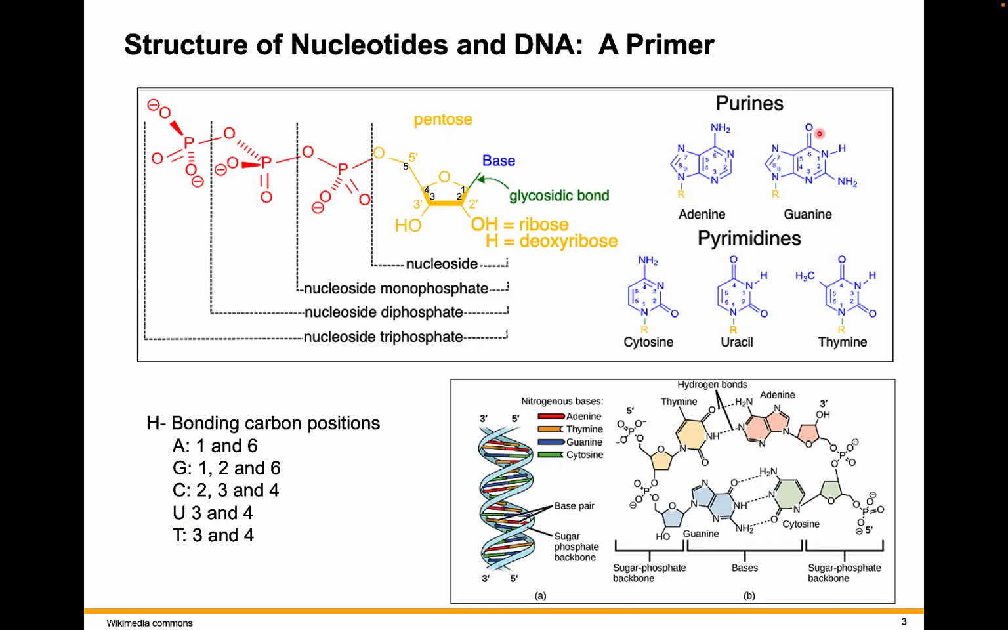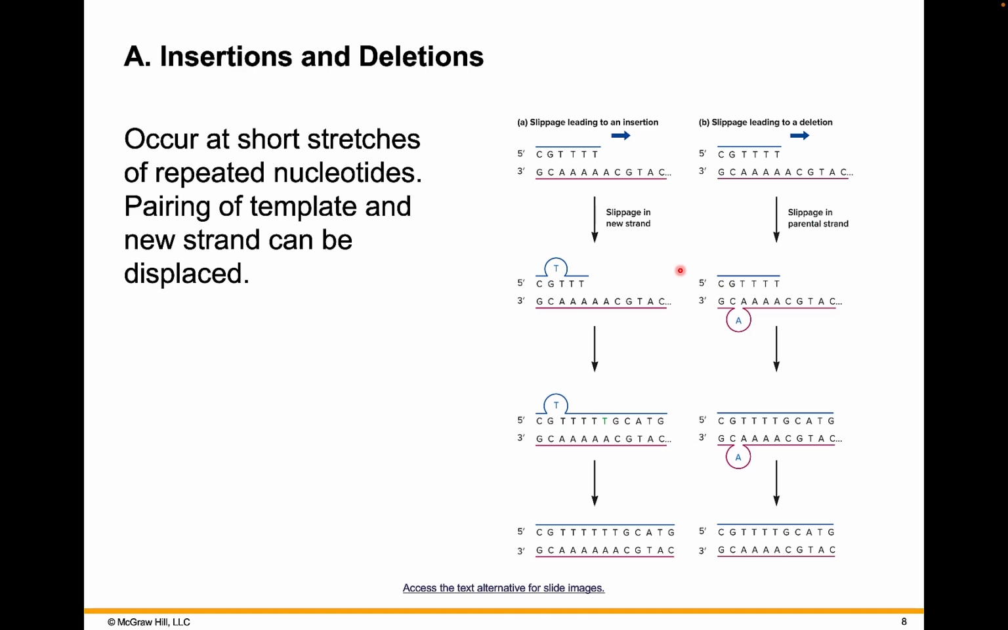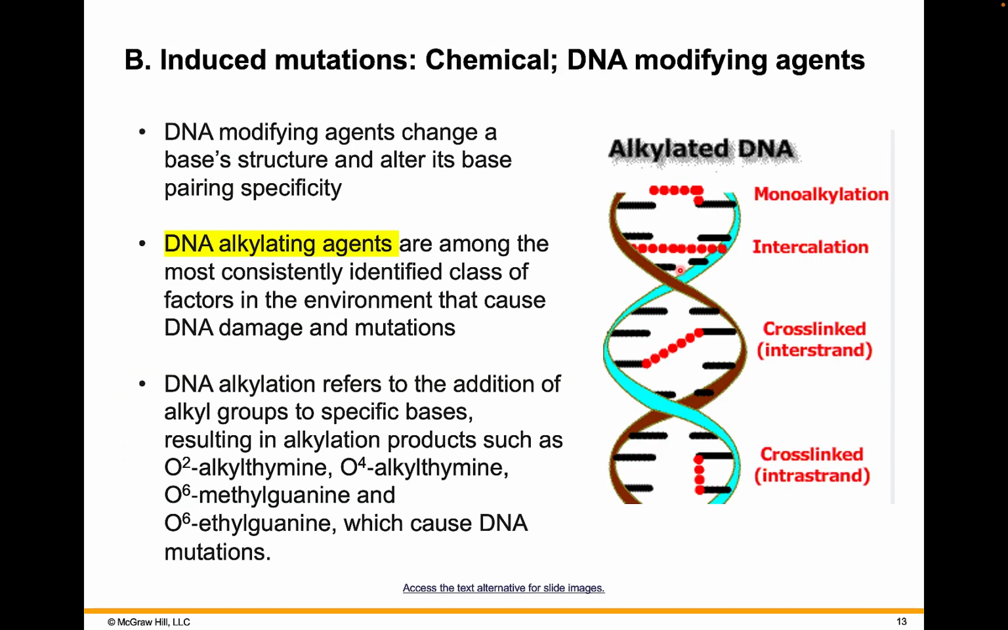So if you just refer to these numbers, you will understand where this is actually happening. Although the details of that are not necessary, see that this is the oxygen of alkyl thymine. This alkyl group is present in the second position. Alkyl thymine, fourth position. Methyl guanine, sixth position. Ethyl guanine at the sixth position.